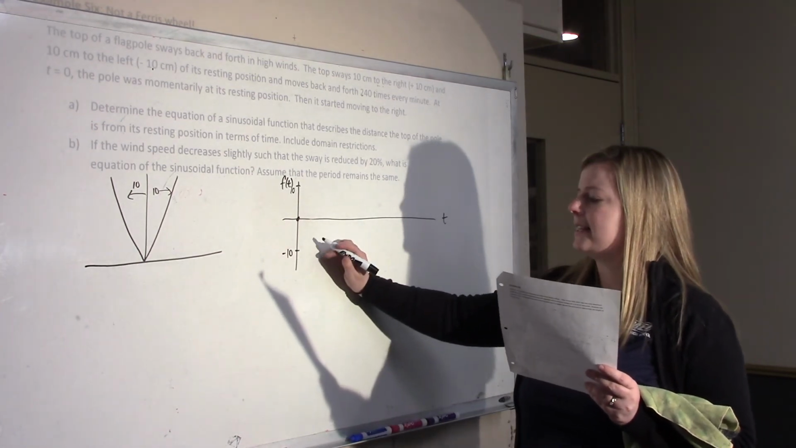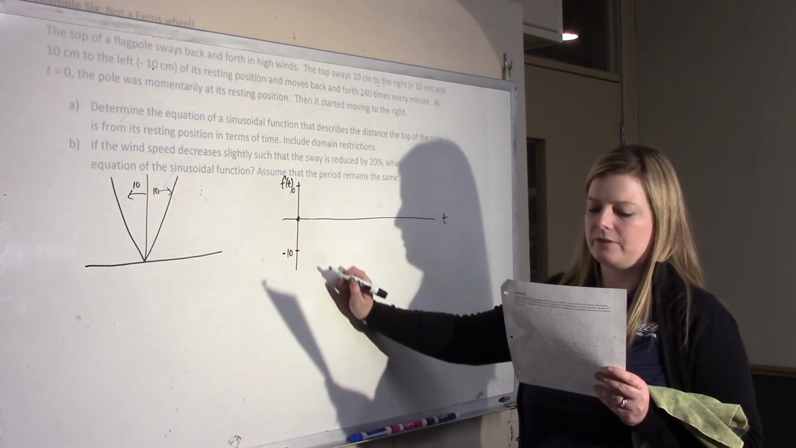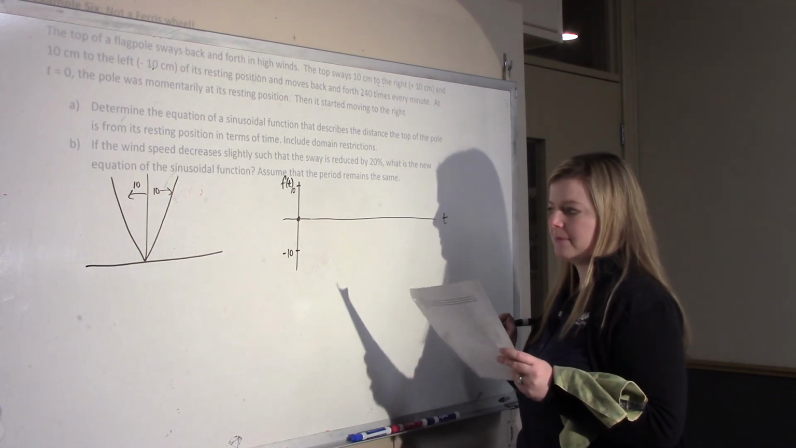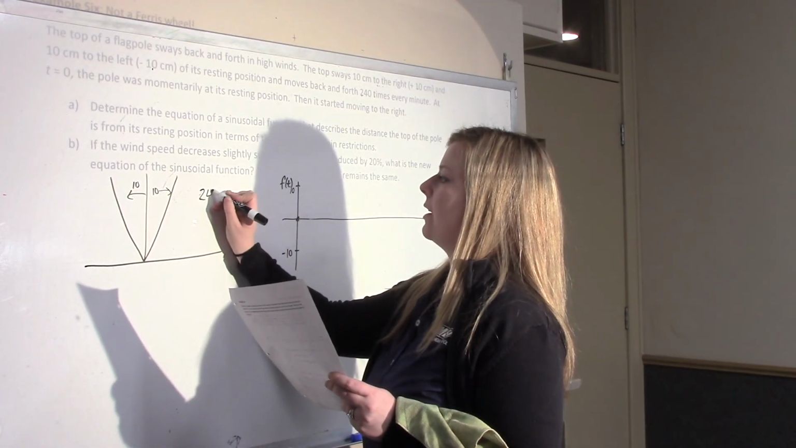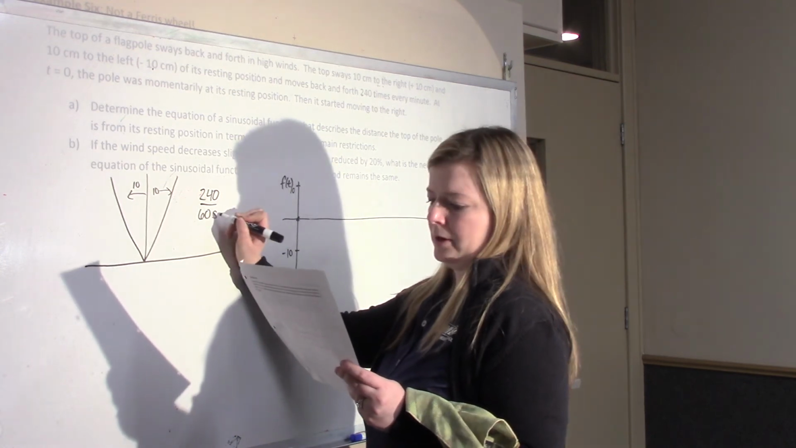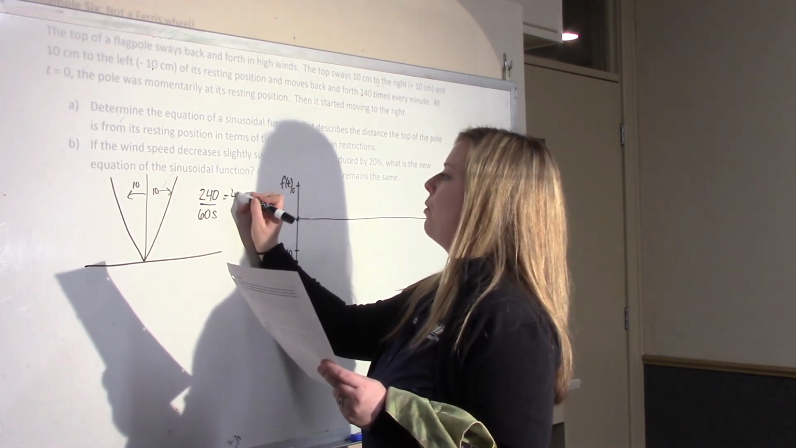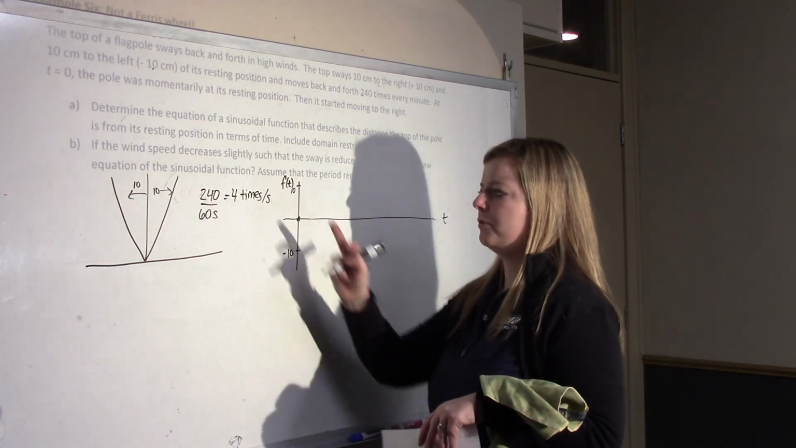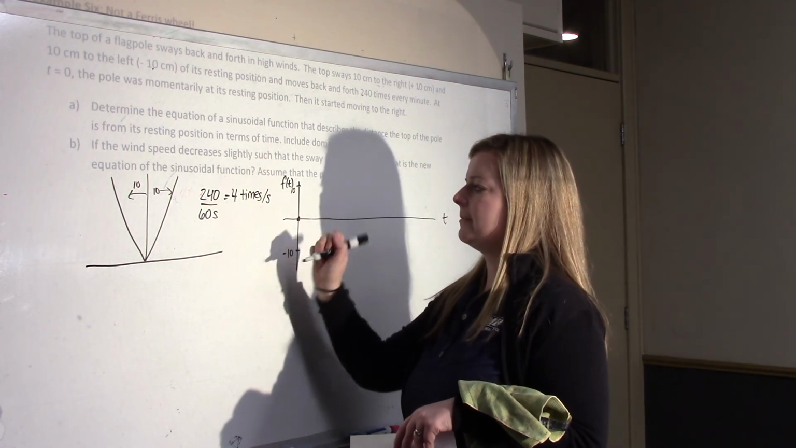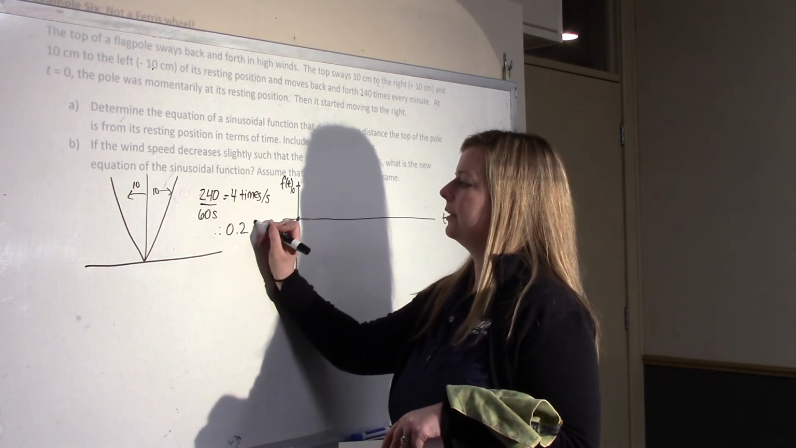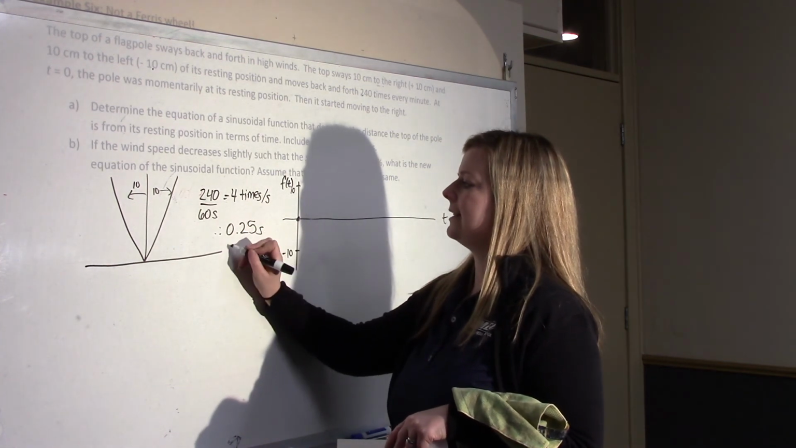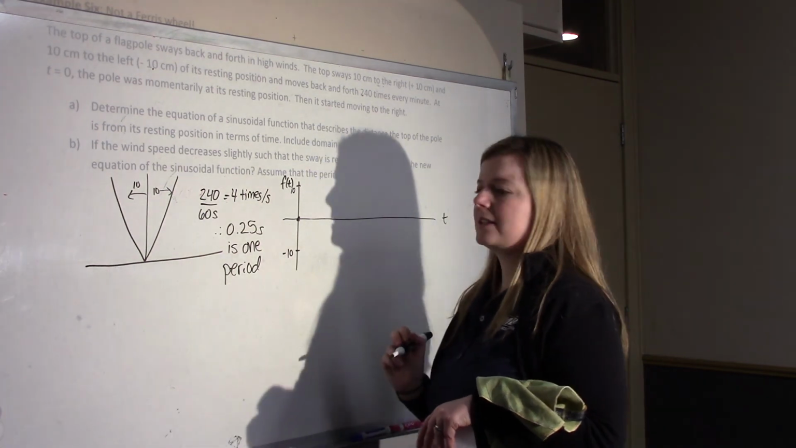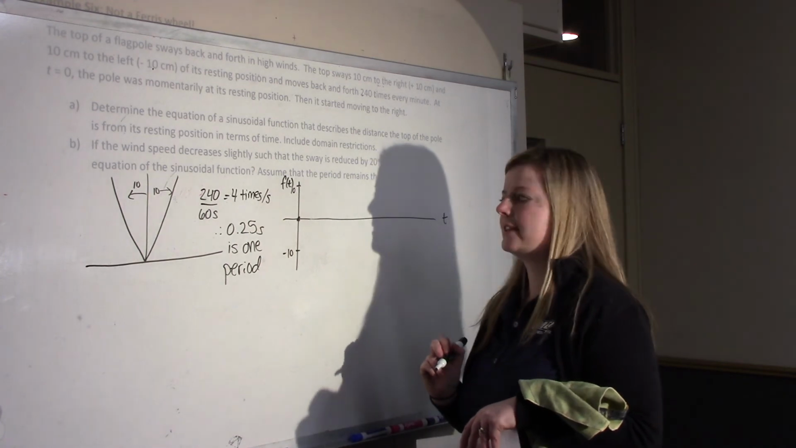So it said that it started at its resting position and moved to the right. We also know that this does this 240 times every minute. So 240 times every 60 seconds. So that means it goes 4 times every second. Okay? 240 divided by 60 is 4. So 4 times a second. So therefore, 0.25 seconds is 1 period. Because it's 4 times a second, that means a quarter of a second is a period.